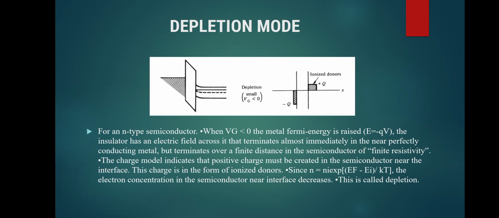Since n is equal to ni exp of (EF minus EI) divided by kT, the electron concentration in the semiconductor near the interface decreases. This is called depletion.